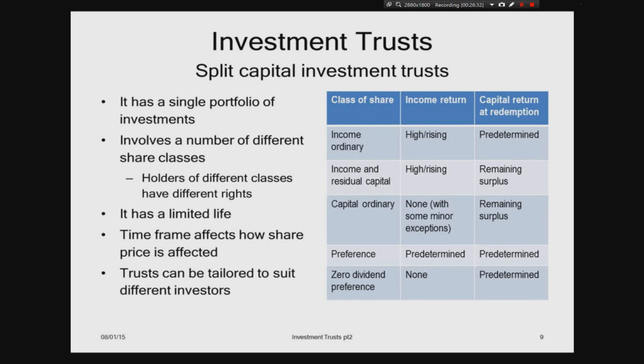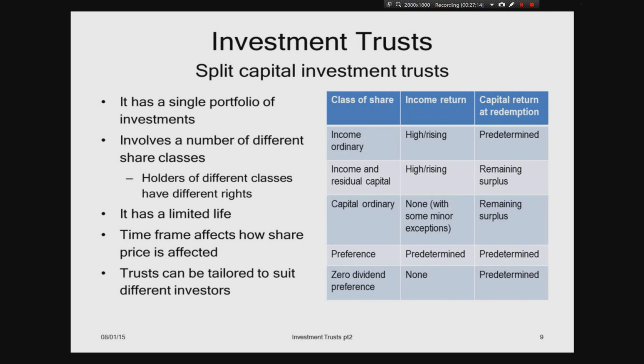The second one, income and residual capital. Again, we have a high income, possibly rising, and we are given access to the surplus capital, if there is any, of course. You've then got the person who is carrying all or most of the risk, that is the capital shareholder. So if this person's investing in capital shares, then they have no access to income. They will get the remaining surplus. Most capital ordinary shares, not always, but most times, they will be last in the order of priority.